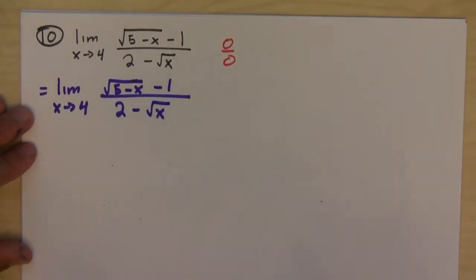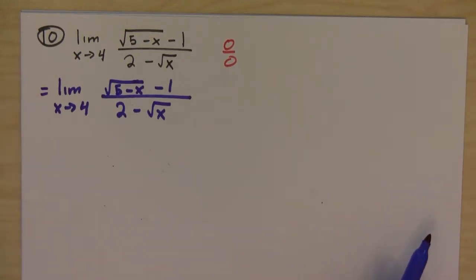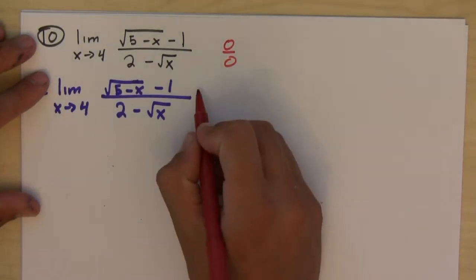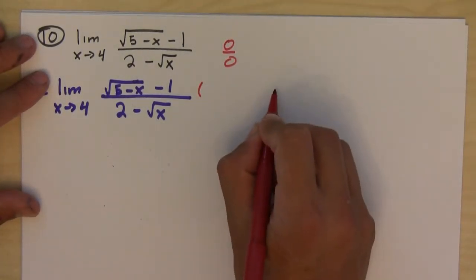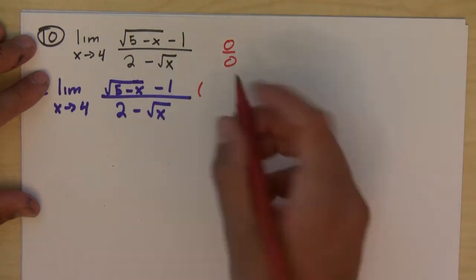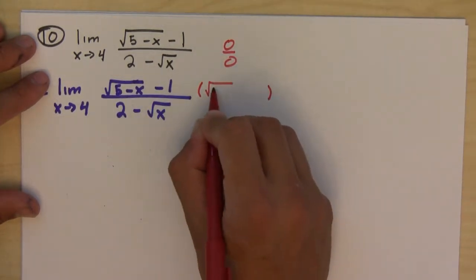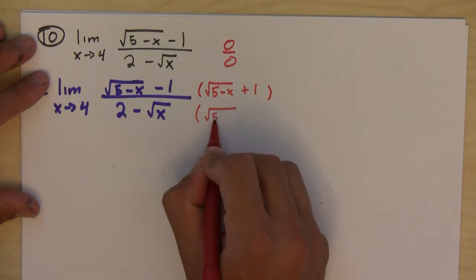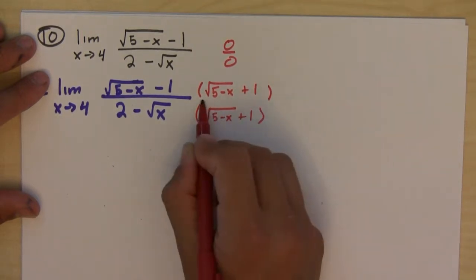Okay, notice how I have square roots on the numerator and the denominator here. And usually what I do is multiply by the conjugate, but it's not obvious the conjugate of which one. So all we can really do is try one and see what happens. So why don't we multiply by the conjugate of the numerator for kicks. So I would multiply by square root of 5 minus x plus 1 and square root of 5 minus x plus 1 on the bottom.